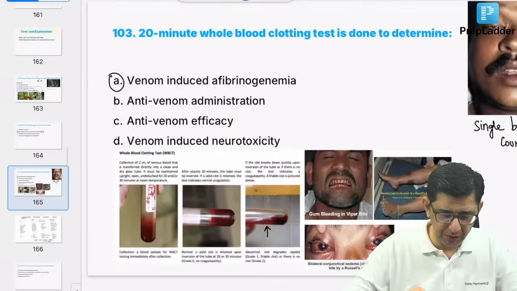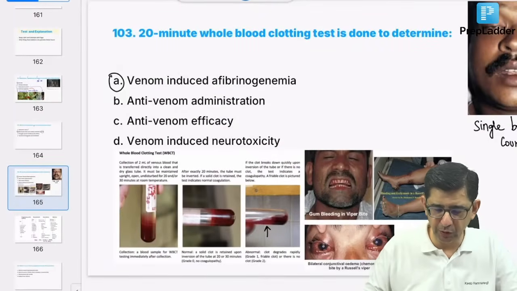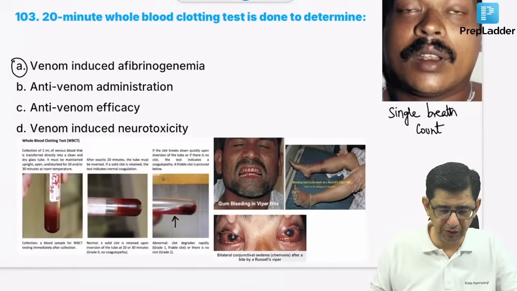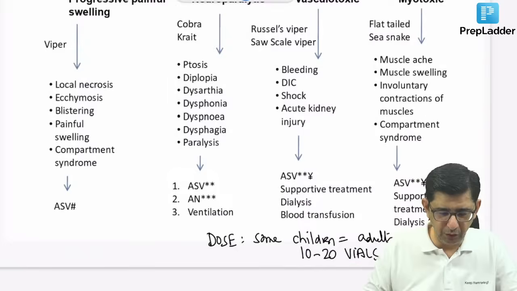Now, moving to the next question, this was a good one. Venom-induced afibrinogenemia is what we are talking about for this one. That is 103. We move to the next one.